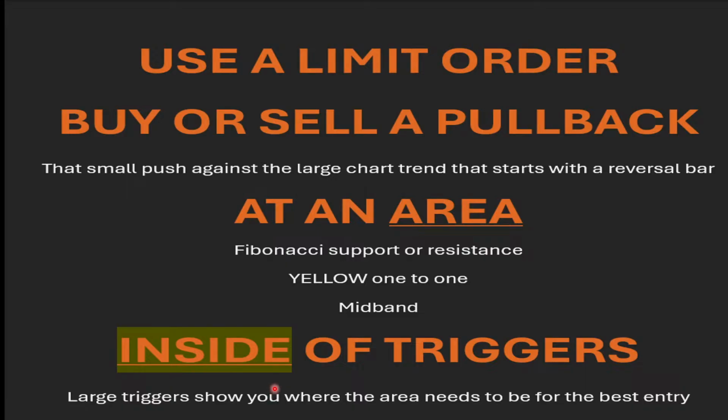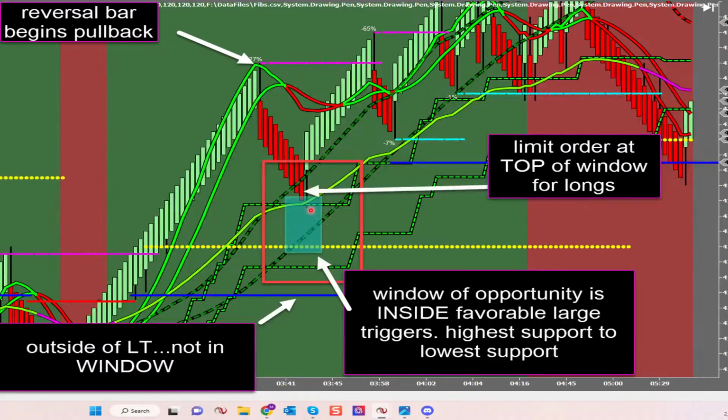Now, this is the difference between NinjaTrader and TradingView. TradingView says wait for a close above the small triggers. NinjaTrader is a different bar setup. You're literally going to pull the trigger at the area inside the triggers. So when the large chart says up, and when the large chart has a clear path, the fight begins with a reversal bar.